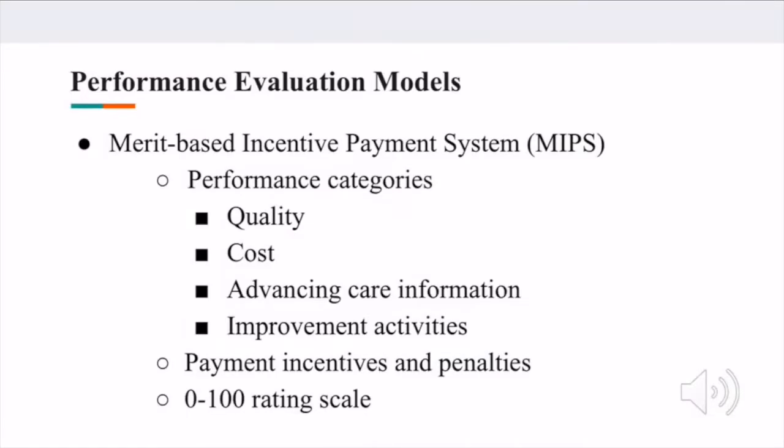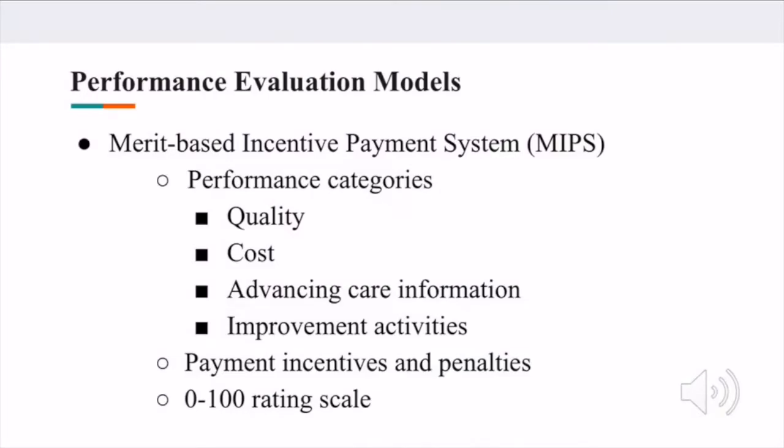Essentially, there are two parts to this program. The first part is MIPS, which is the Merit-Based Incentive Payment System. The second part is Advanced Alternative Payment Models, which I will get into more detail about in the next slide. These programs are required to have specific quality measures for a practice to qualify. Each one of these has very specific components.